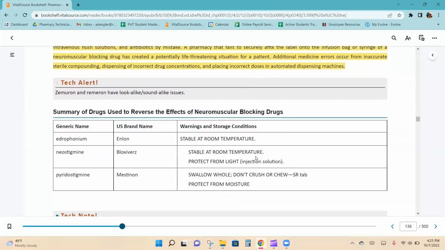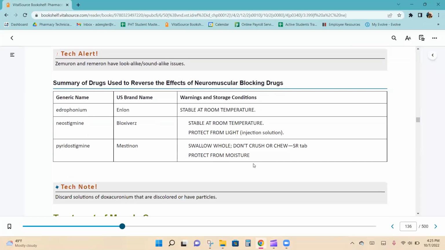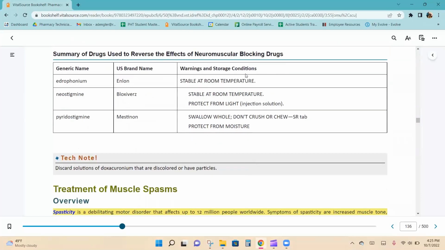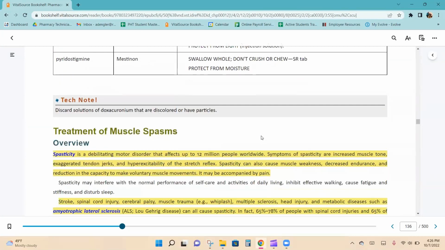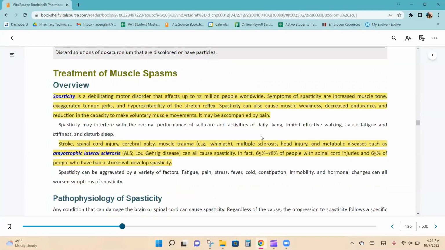Summary of drugs used to reverse the effects of neuromuscular blocking drugs. We have our warnings and storage conditions. So Enlon should be stable at room temperature. Mestinon, you should swallow whole, do not crush or chew. Protect from moisture.